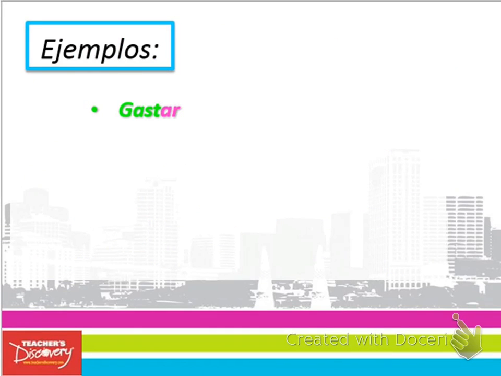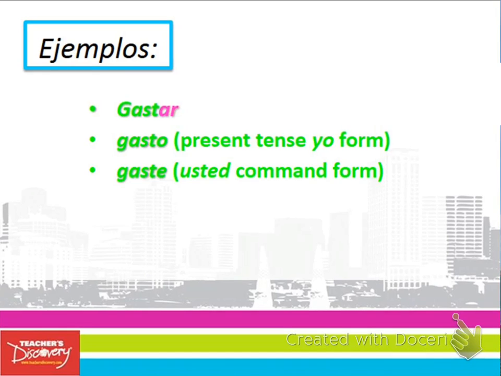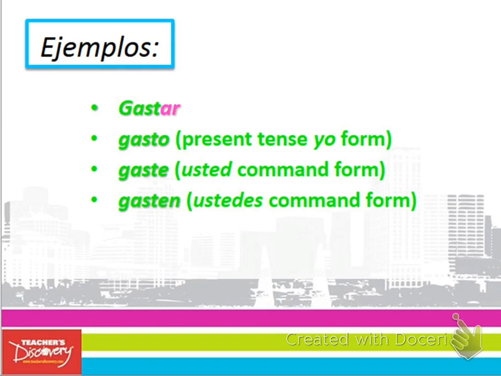So, for example, the verb gastar is the verb to spend. If I want to tell somebody to spend money, then it's an AR verb. So I'm going to go to the yo form. In this case, gasto for the yo form, we're going to take away the O, take away the conjugation. Since it's an AR verb, we're going to add an E for telling one person to do it, and then add an N to the singular form, or add EN, to tell a whole bunch of people to do it.